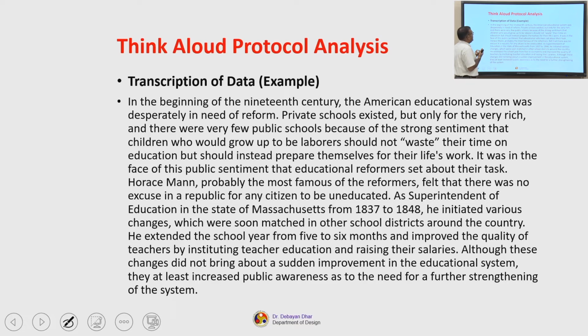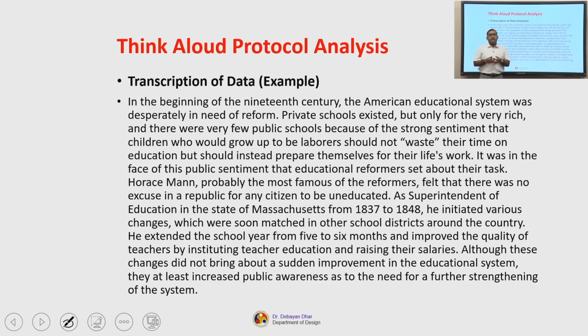In the beginning of the 19th century, the American educational system was desperately in need of reform. Private schools existed, but only for the very rich, and there were very few public schools because of the strong sentiment that children who would grow up to be laborers should not waste their time on education, but should instead prepare themselves for life's work. It was in the face of this public sentiment that educational reformers set about the task.